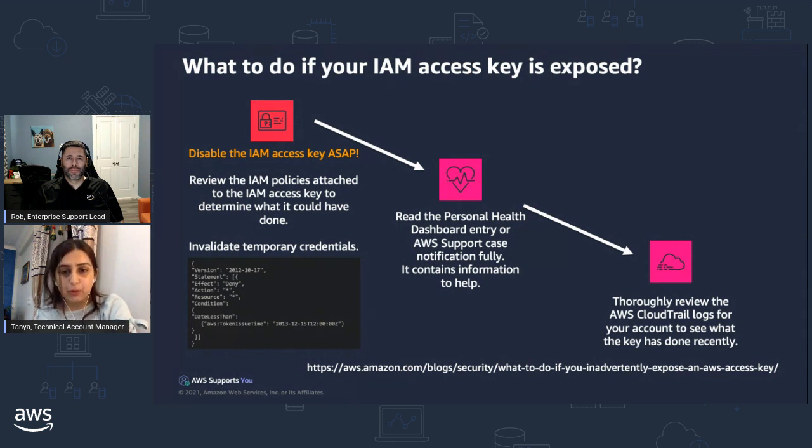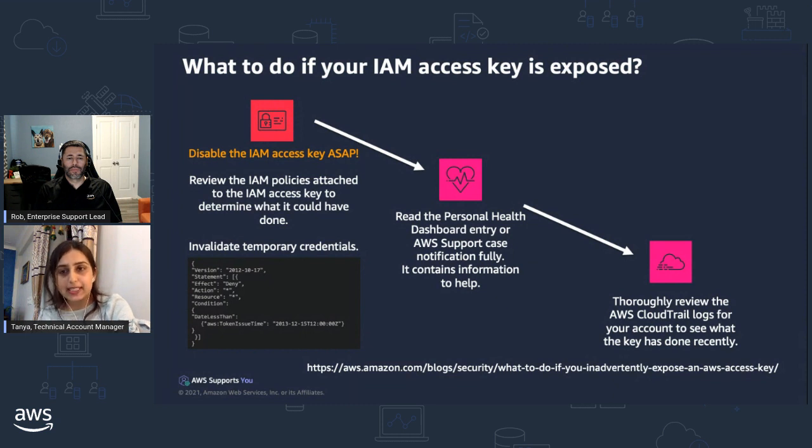So first and foremost, if you get this notification, disable the access keys that you have. Disable them ASAP because you want to lock out whoever has access to your accounts as fast as you can. This will also help you stop them from making changes and adding any new resources in your account. We will show you in the demo that we have coming up, where Rob will talk more about how to add an inline policy, like the one shown here on this slide, to invalidate the sessions for our users.